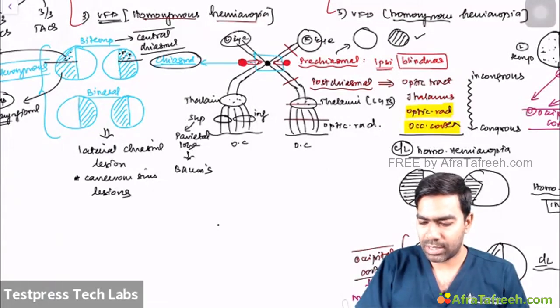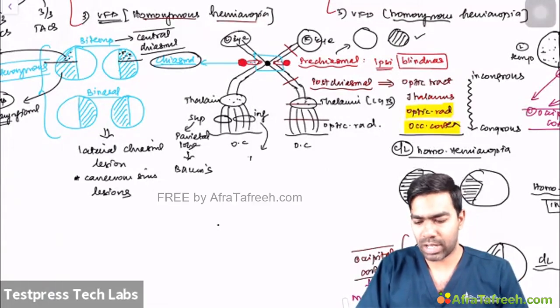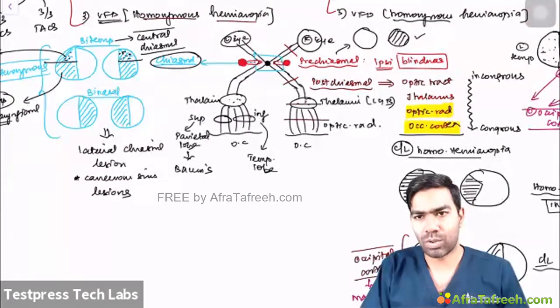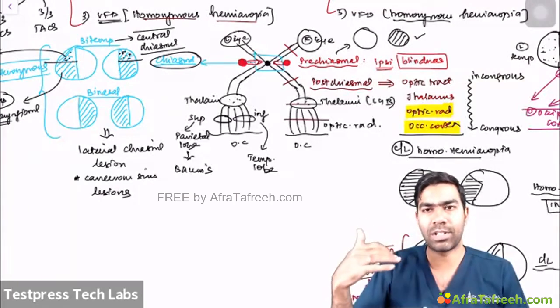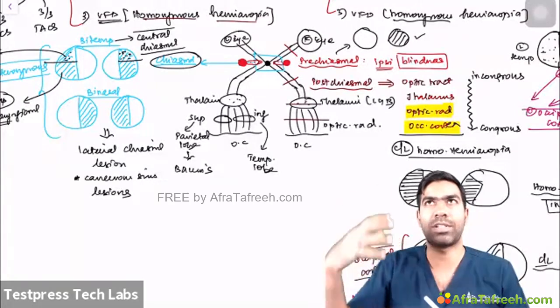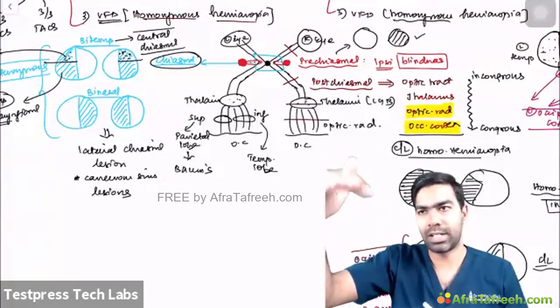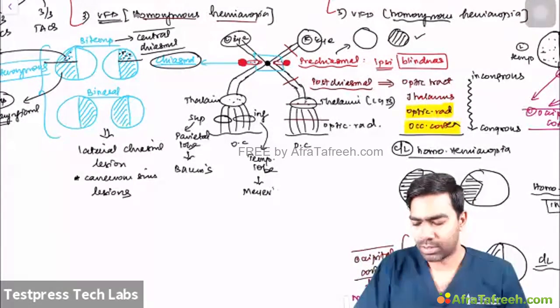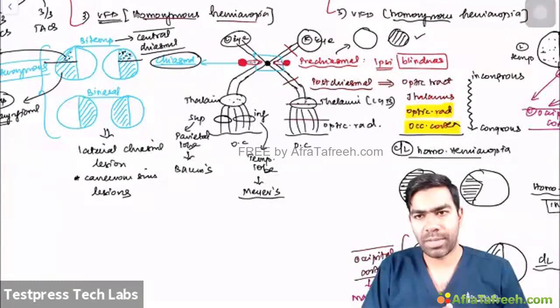Similarly, we know that the inferior fibers go through the temporal lobe. These inferior fibers are the ones that carry information from the superior part of the world, but still they are inferior fibers. They go through the temporal lobe, and these fibers are called Meyer's loop.